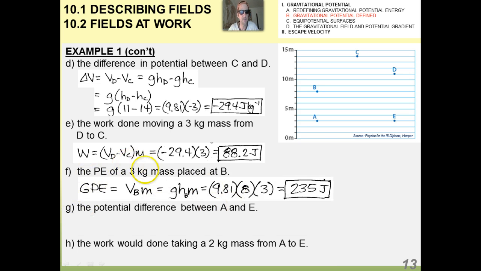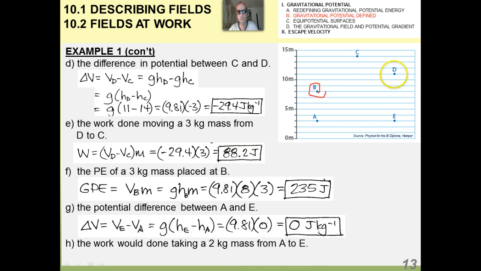The potential energy of a 3 kilogram mass placed at B, well, the gravitational potential energy is given by V times M, okay? That's g times h times m, that's 235 joules, okay? That's the gravitational potential energy of a 3 kg mass placed right there, okay? Potential difference between A and E, well, it's 0. You can see that because they're at the same height. The work done taking a 2 kg mass from A to E is obviously 0 because the gravitational potential difference between them is 0, okay?